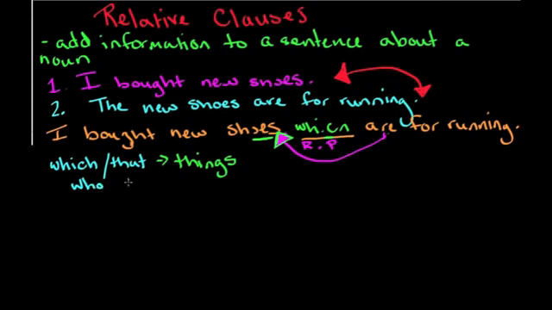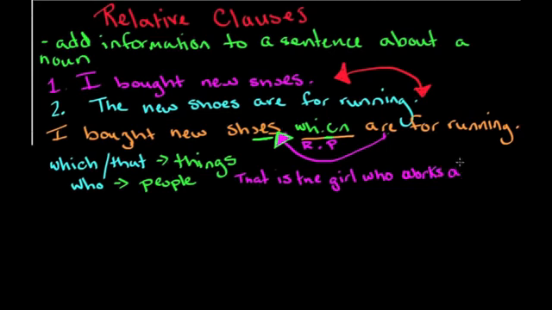Who. This is used for when we're giving more information about people. Let me give you an example of this. That is the girl who works at the post office. So in this case, we're using who because we're giving extra information about the girl.